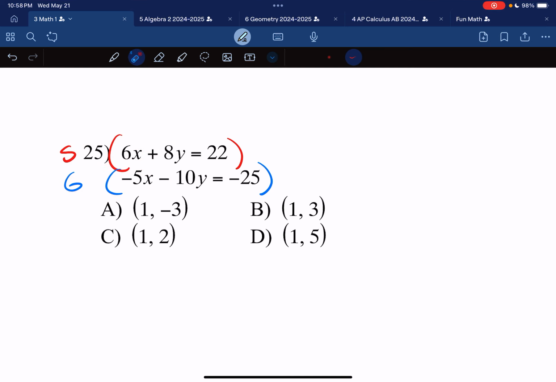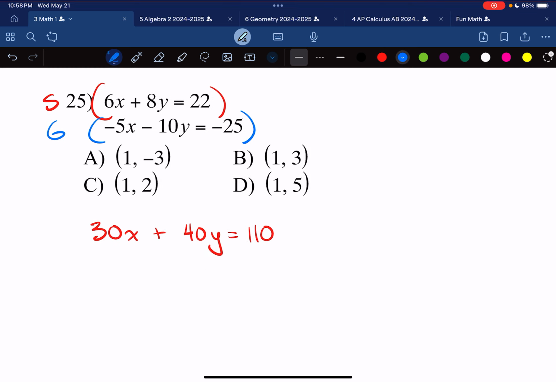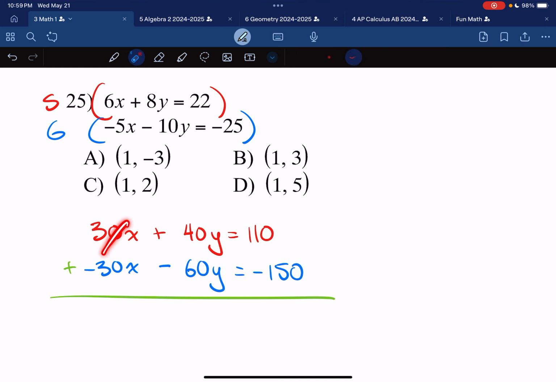Therefore, they will be eliminated. Let's go ahead and rewrite those equations. I have 30x plus 40y is equal to 110. And for my bottom equation, I have negative 30x minus 60y is equal to negative 150. Now, when I add these two together, the x's will be eliminated, and I'll be left with negative 20y is equal to negative 40.